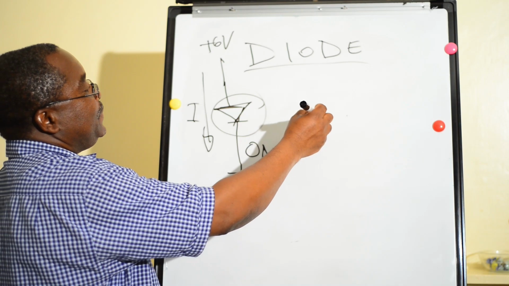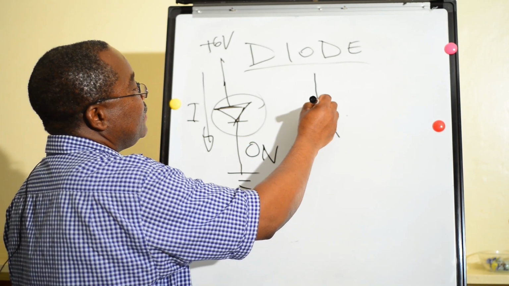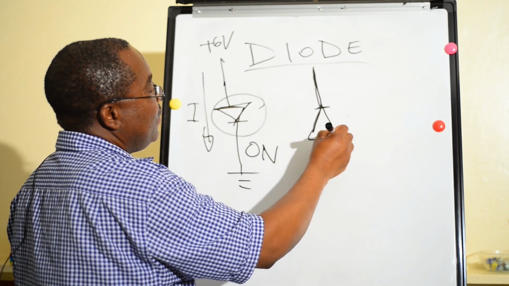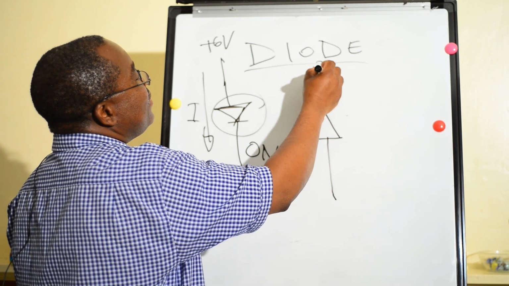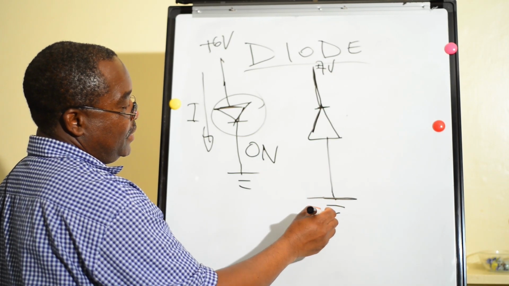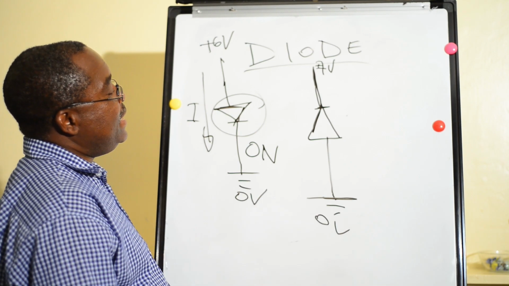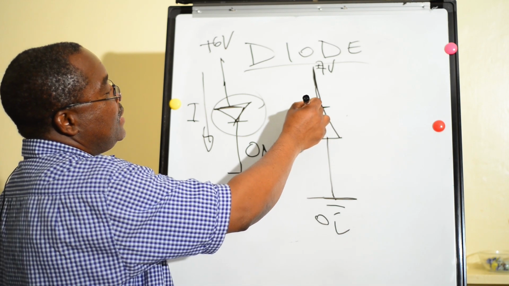But if the diode is like this one, we reverse it. This is our arrow. Let's say we have 7 volts plus here. Here the ground is 0 volts, 0 potential. The current normally flows from high potential to low potential. This is our diode.